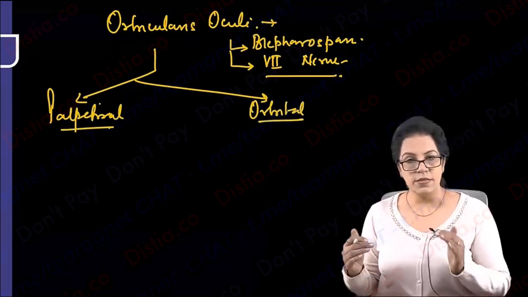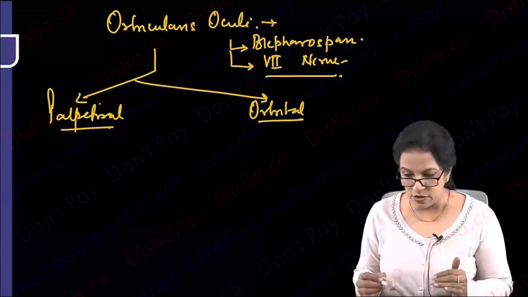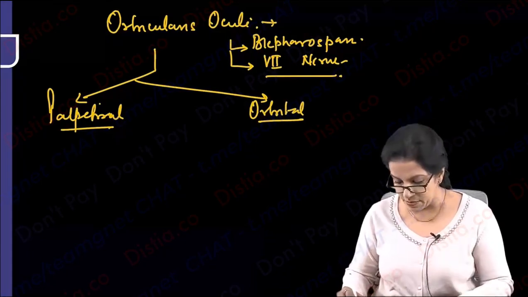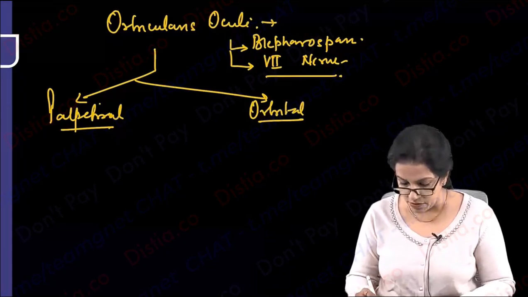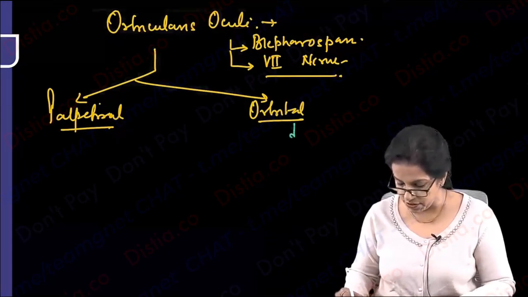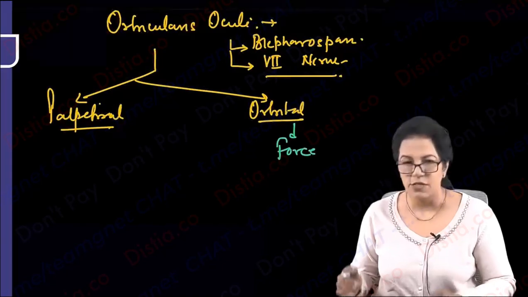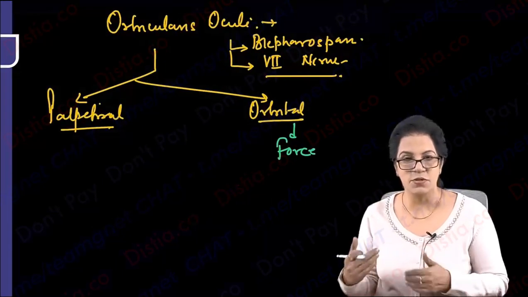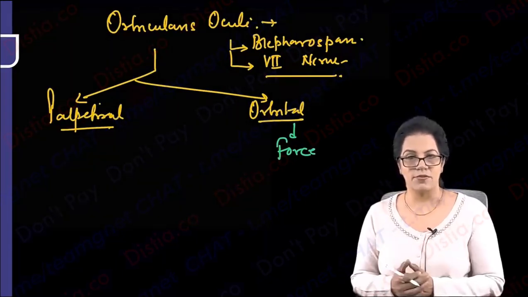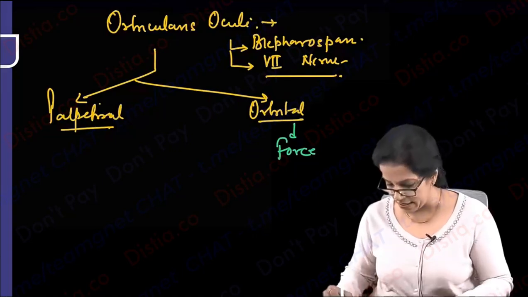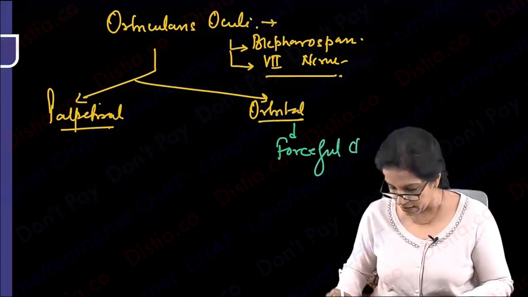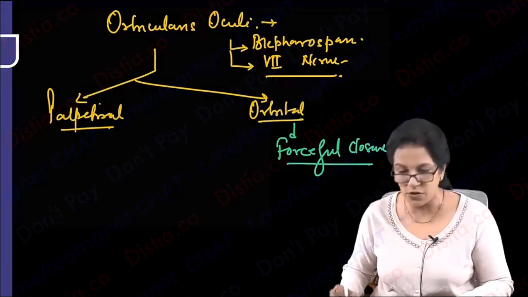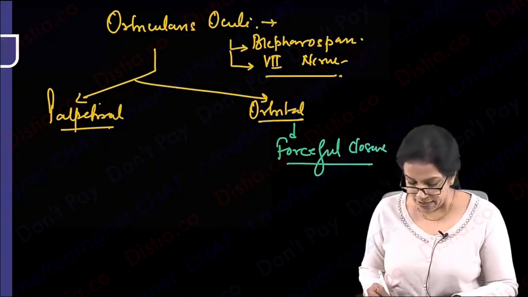Right? So when you say palpebral and orbital, orbital is mainly responsible for forceful closure, so forcefully closing the eyes. You're forcefully closing the eyes, that is due to the orbital part of your orbicularis oculi. So this is your forceful closure. If you are asked to open the eyes, you're not opening it, you're closing it.